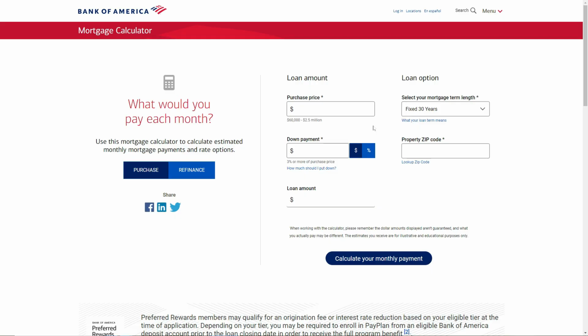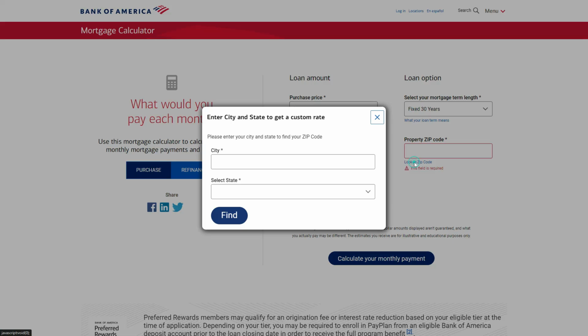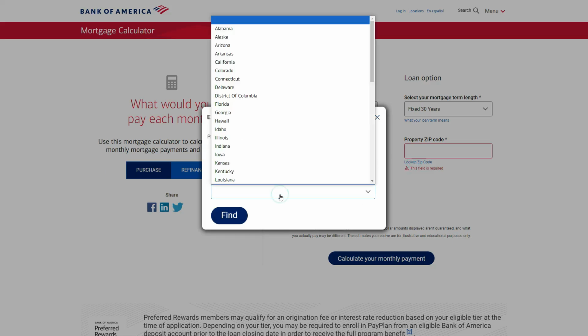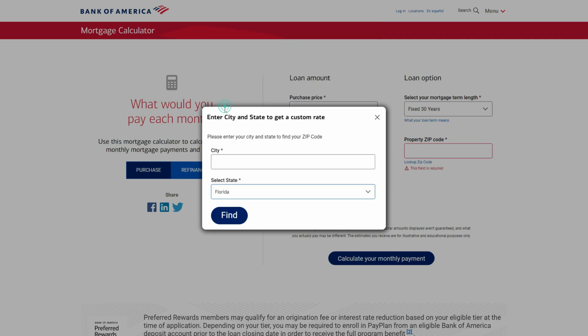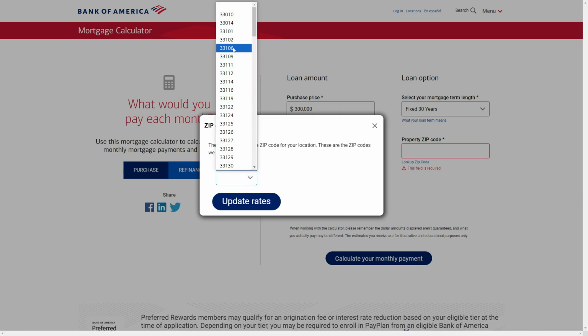So I am on Bank of America's mortgage calculator page, and let's start calculating our mortgage payment using this calculator. In the purchase price, I am entering 300,000 and choosing the 20% down payment, and I am keeping the mortgage term fixed at 30 years. Then for the property zip code, I'm going to click here to look up the zip code. In the state I'm choosing Florida, in the city I'm typing Miami, then clicking find zip codes, and let's choose any one.